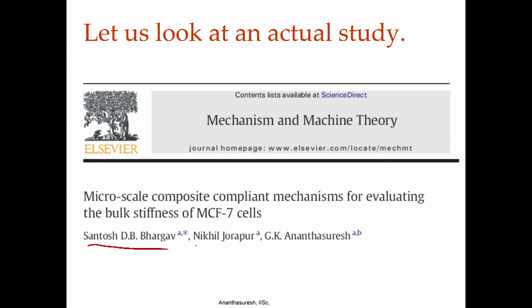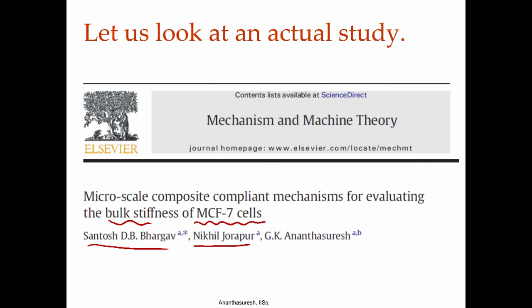Santosh Bhargav and Nikhil, two students, had done this work for designing these mechanisms, not for the micronewton force sensor that I talked about, but actually to measure the stiffness of cancer cells, breast cancer cells, the cell line Michigan Cancer Foundation 7 cells. So, we want to measure the bulk stiffness as if you hold a cell between your fingers and then see how stiff it is.